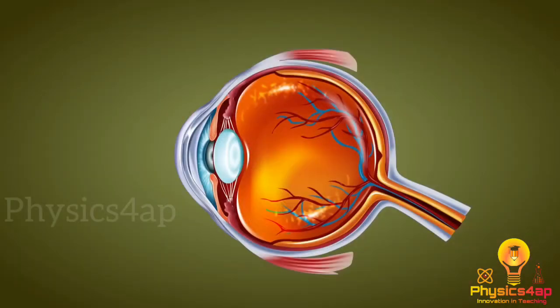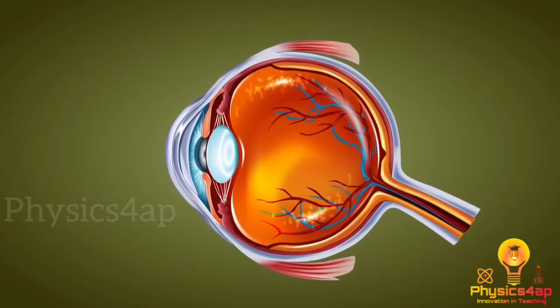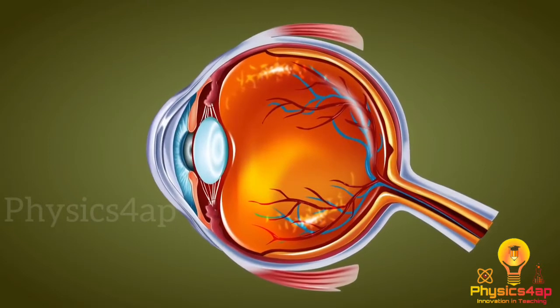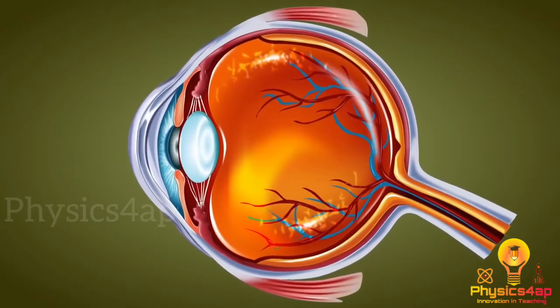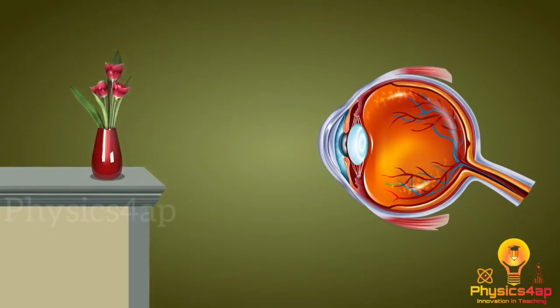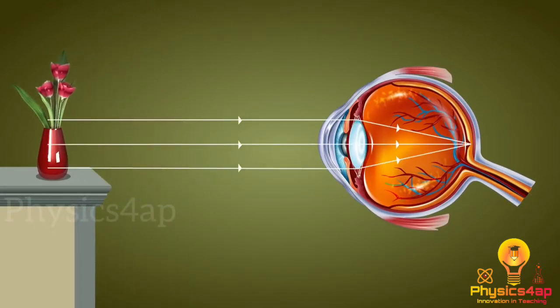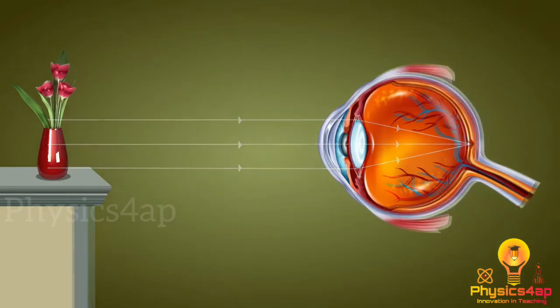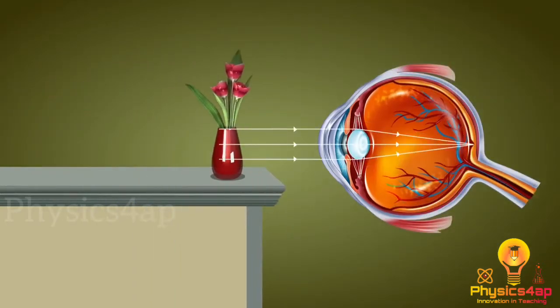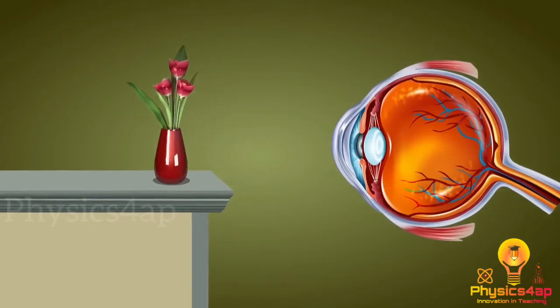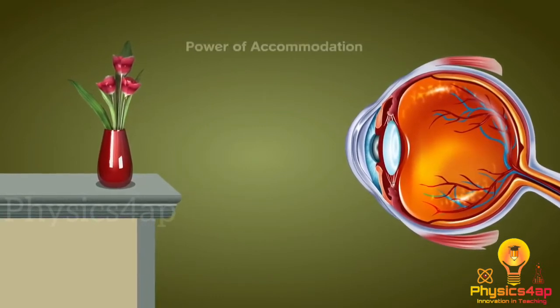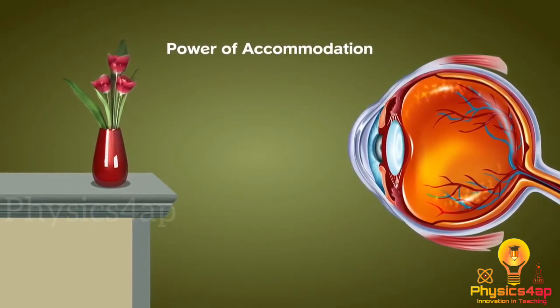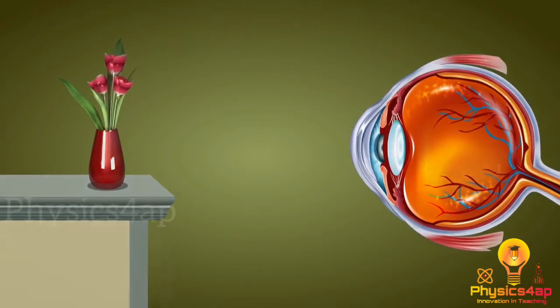and behind the pupil we have a lens called a biconvex lens, which is attached to the ciliary muscles. These ciliary muscles adjust the focal length of the eye lens, which we call the accommodation process. When we see an object which is far away, the eye lens gets relaxed, and when we see near objects, it contracts to adjust the focal length. So the power of accommodation is nothing but the process of adjusting the focal length of the eye lens.